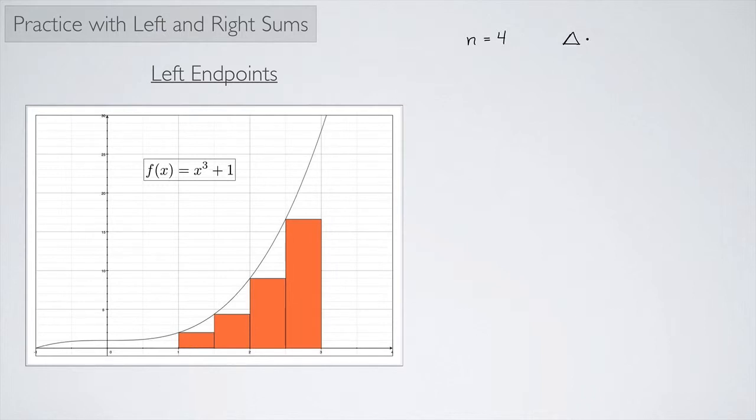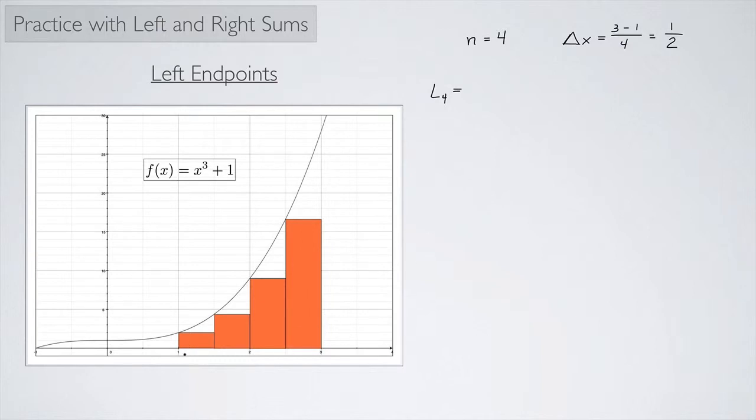And my delta x is the width of each rectangle, which you can actually calculate. 3 minus 1 is the length of the interval from 1 to 3. So the distance we get from 3 minus 1, and we want to divide that into 4 rectangles. And so 3 minus 1 is 2, 2 over 4, that ends up being a half. Okay, and so we want to calculate L4. This is left endpoints with 4 rectangles.